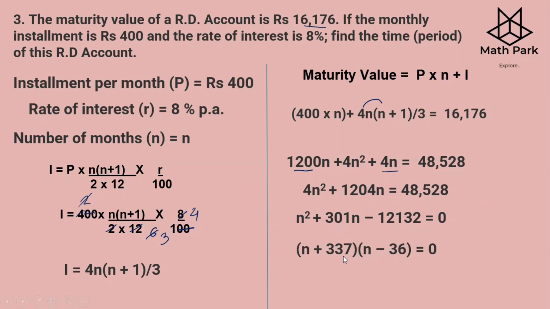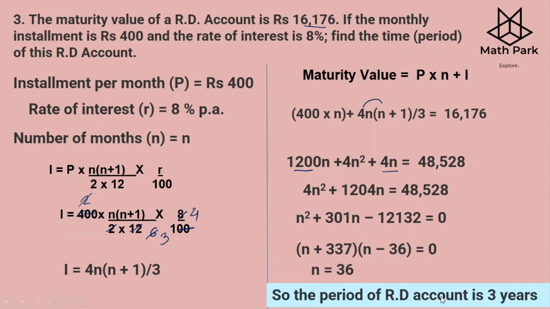So 337 would be positive as 301, middle term is positive. Solving this, we get n is equal to minus 337 or n is equal to positive 36. If n plus 337 is equal to 0, you will get n is equal to minus 337. But the number of months cannot be negative. That is why we take n minus 36 is equal to 0. We get n is equal to 36, which is 3 years. This is how the period of the RD account is 3 years.